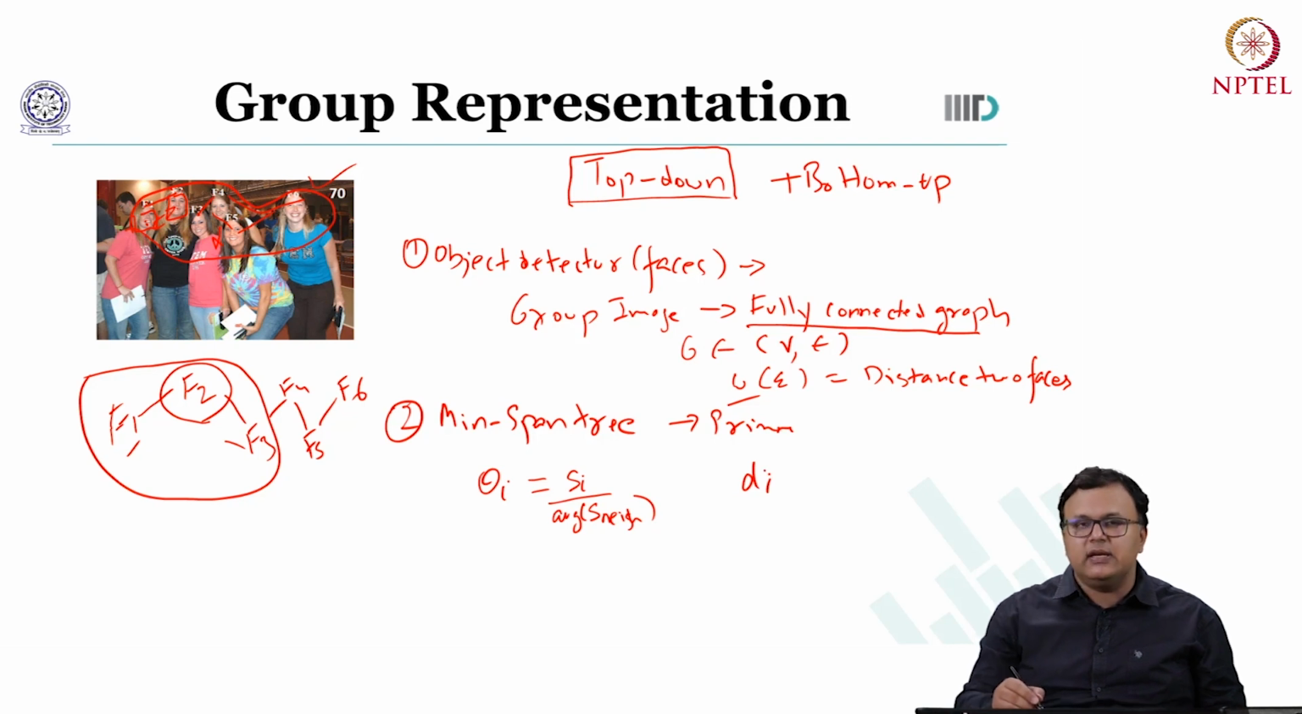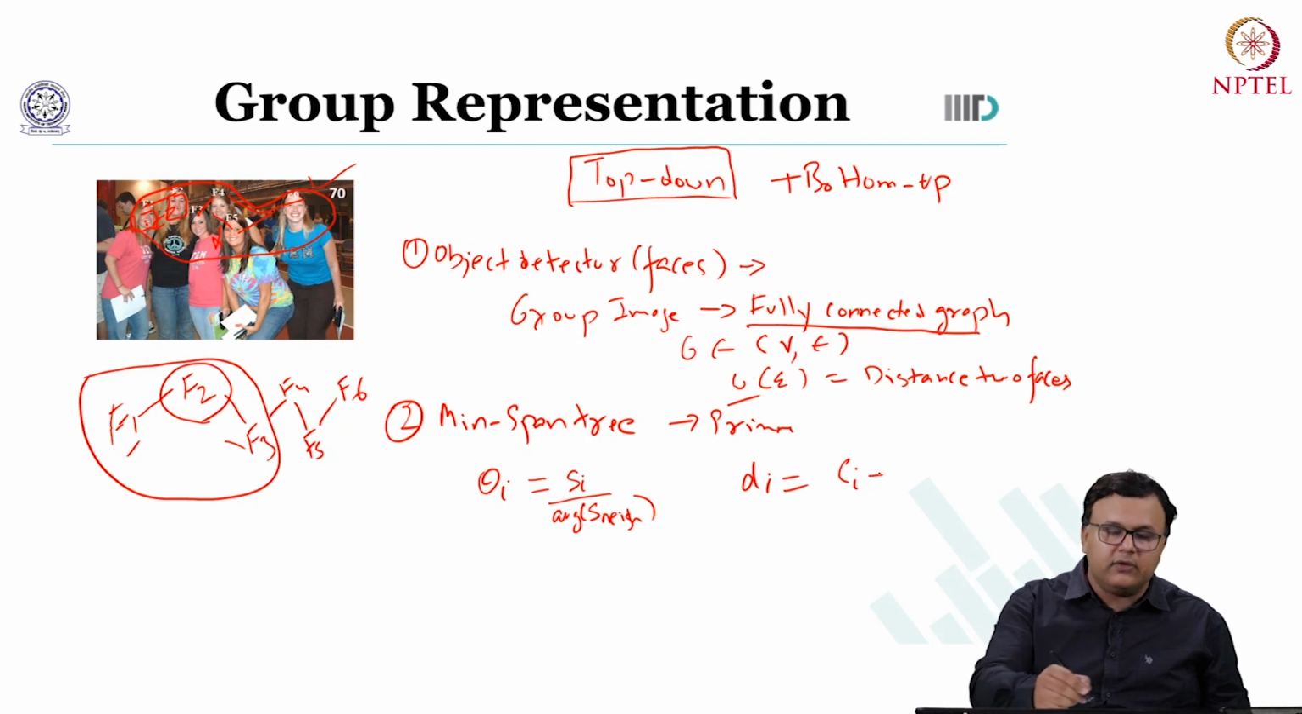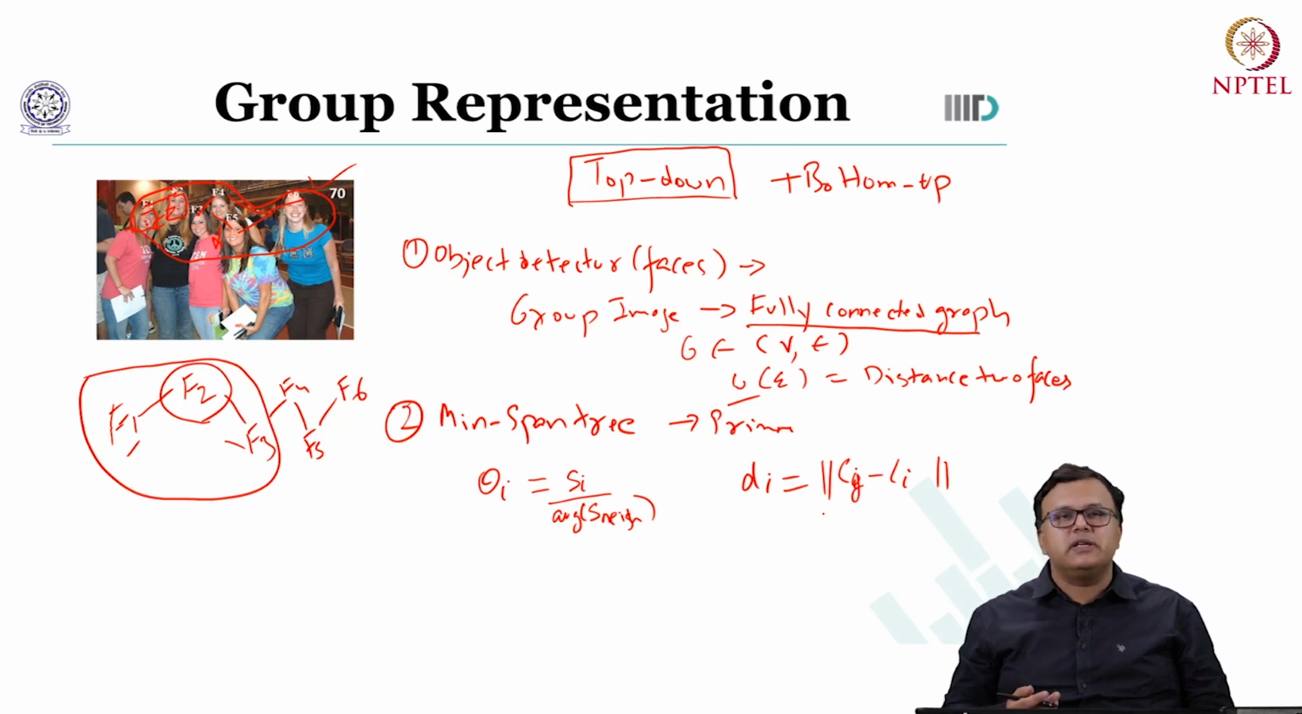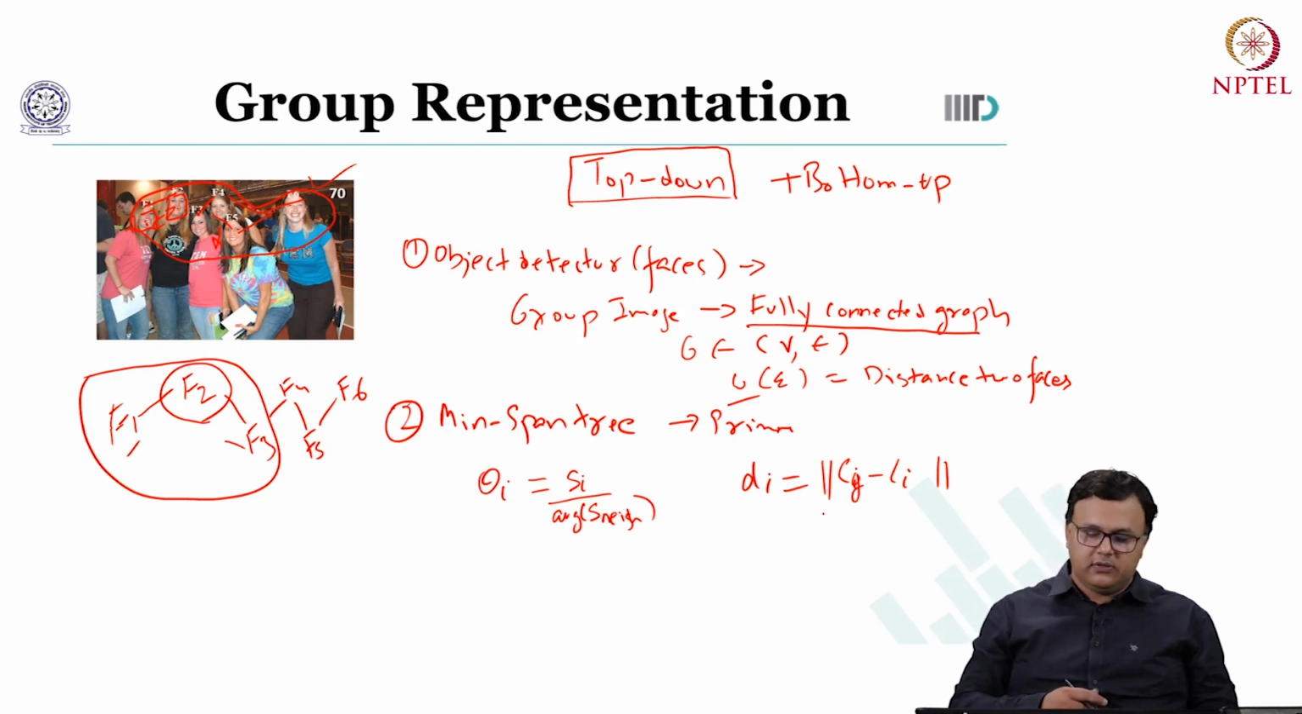I can say the distance is actually based on the centroid of the group, and then you can subtract it by the location which you get for the face. So let's say the location is L for a face I, and this is the group centroid, so you can compute this. Okay. So larger the distance, you can then penalize the expression.